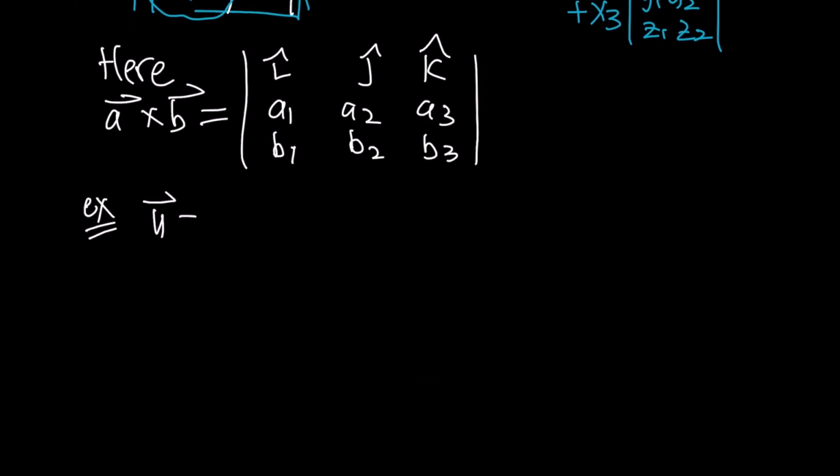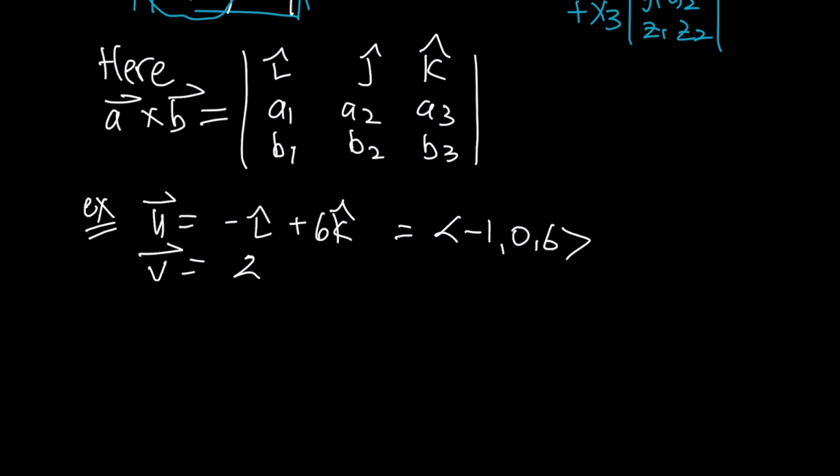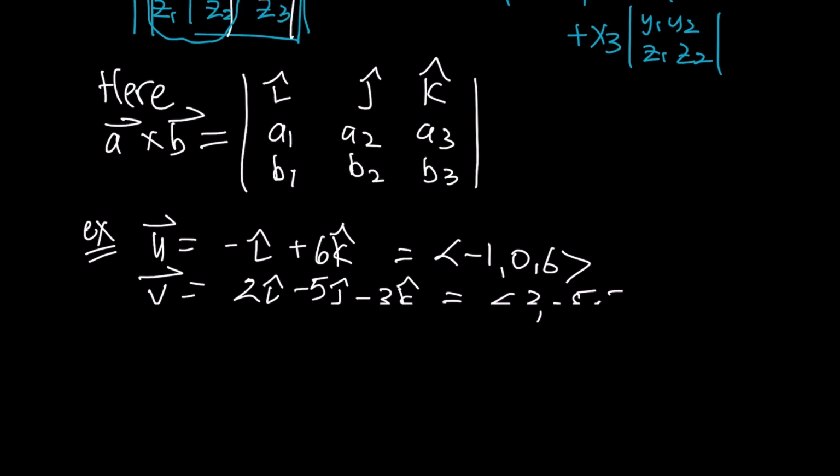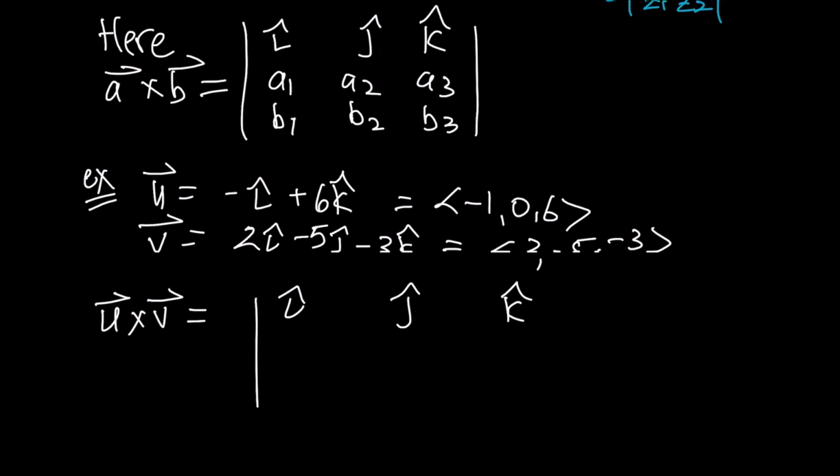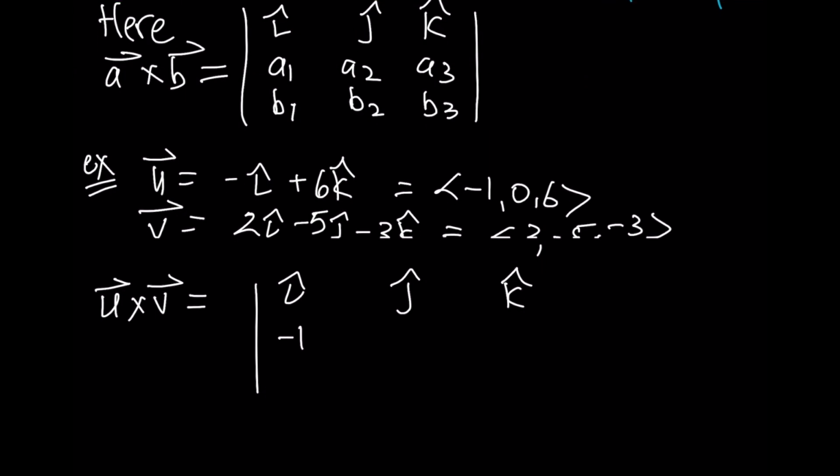u is negative i plus 6k. That means I could write it as negative 1, 0, and 6. If I say v is 2i minus 5j minus 3k, that means it's going to be 2, negative 5, negative 3. u crossed with v. I'm going to build myself a 3 by 3 determinant. The top row will have the unit vectors i, j, and k. The second row will be the entries of the first vector, negative 1, 0, and 6. And then the entries of the next vector go here.